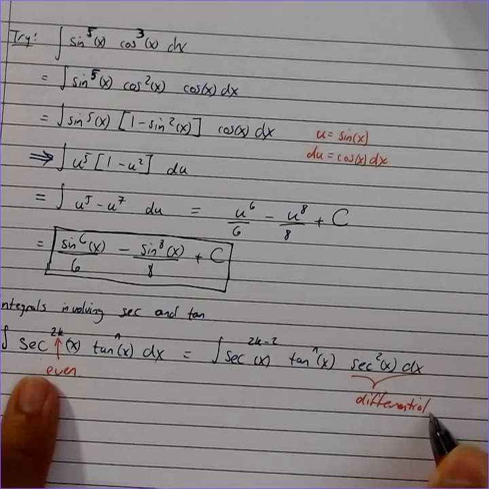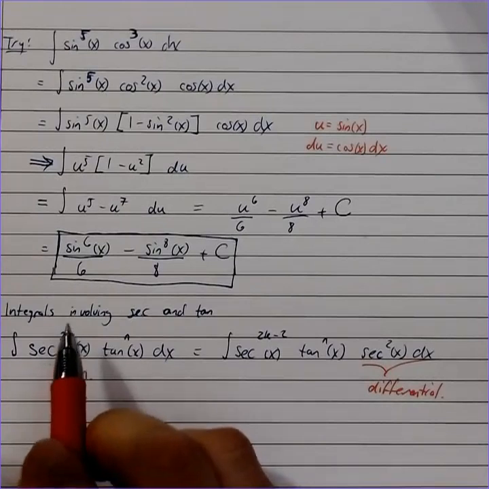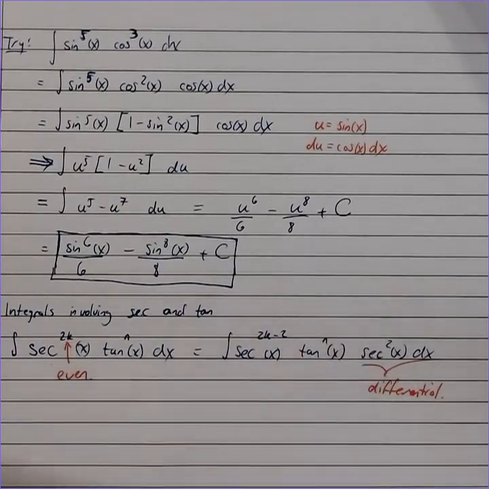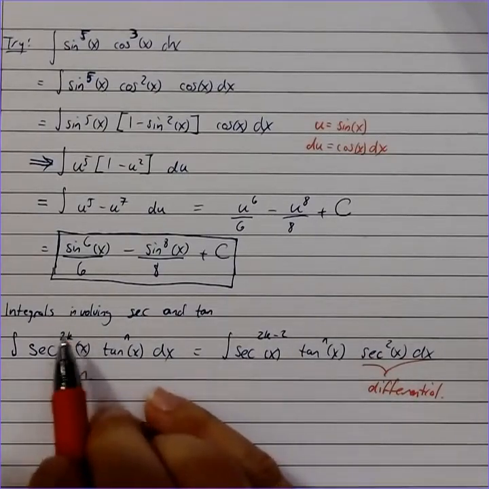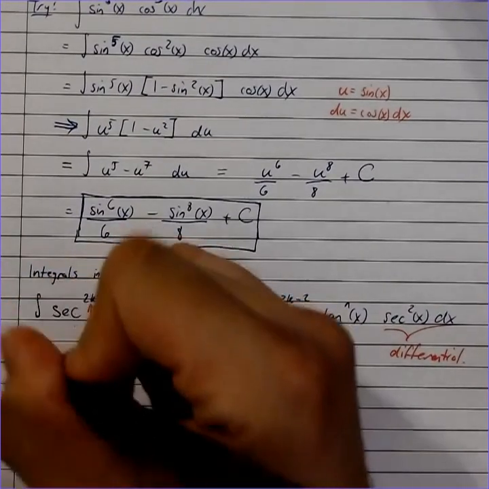This is very similar to the technique that we saw for sine and cosine, except that for sine and cosine, you're looking for an odd power to strip off 1. Now you're looking for an even power and stripping off 2. Okay, so let's take a look at an example of how that works.